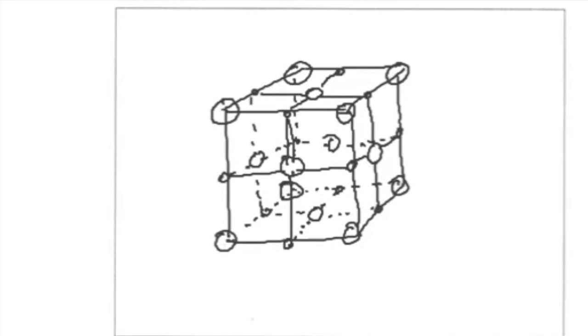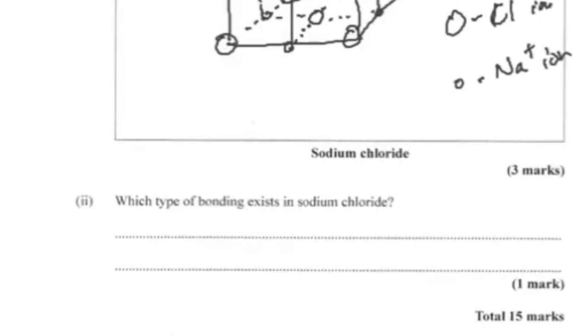We'll show them that this is the chloride ion. And this is the Na plus ion. That would give us the mark. And the bonding, part two, the type of bonding that exists in sodium chloride would be ionic. For again, 15 more marks.